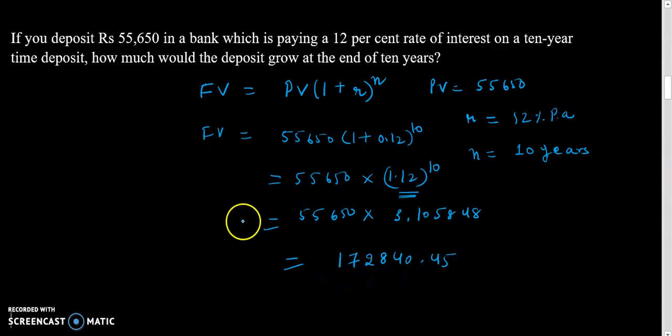Interpretation that we draw is that if we deposit rupees 55,650 in a bank for 10 years and the rate of interest is 12%, future value would be 1,72,840.45 rupees.